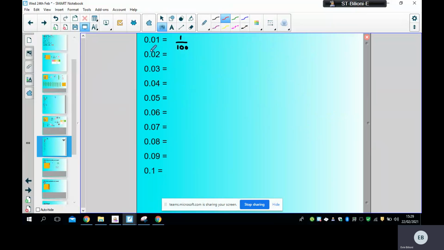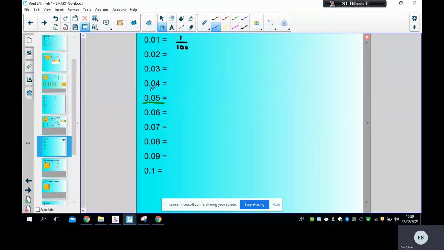So we've got 0.01, 0.02, and so on. And we write it similarly to how we write tenths. So we have our 100 at the bottom because we know this is hundredths, and 1 because we only have one of those hundredths as our numerator. So how do you think you write this number in a fraction? Or this decimal?